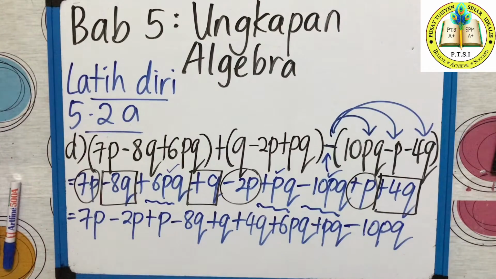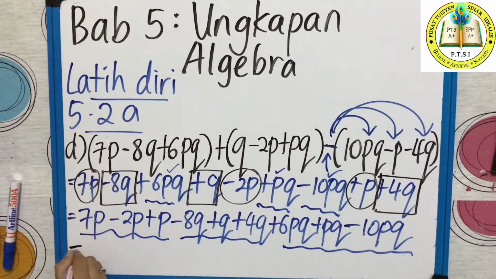So, semua cikgu sudah pun susun. Nampak tak? P, P, P. Q, Q, Q. PQ, PQ, PQ. Sudah pun tersusun. That's how you're supposed to do it. Now, we go for the final answer.